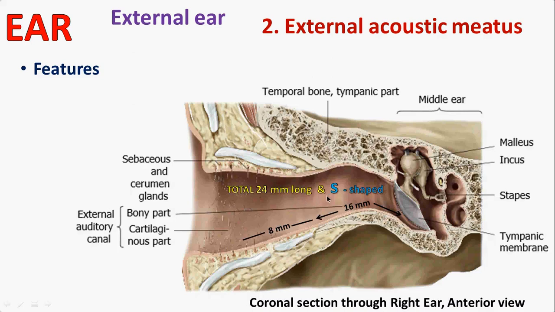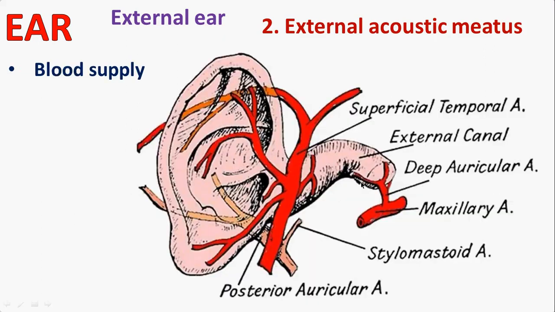Here the cartilaginous part is C-shaped in section and the gap of the C is filled with fibrous tissue. The lining skin is adherent to the perichondrium and contains the hair. Here you can see the hair, sebaceous gland, and the ceruminous gland or the wax. These ceruminous glands are modified sweat glands. So that is all about the features of the external auditory canal.